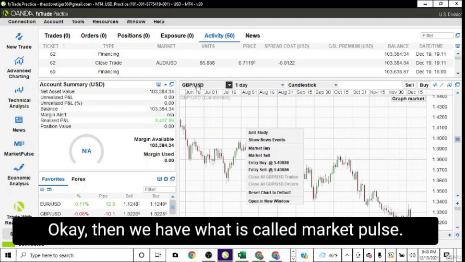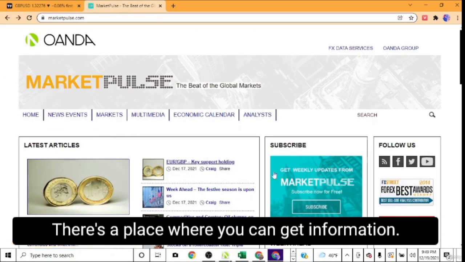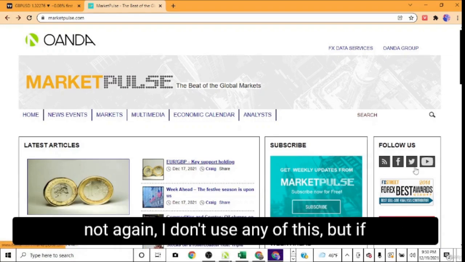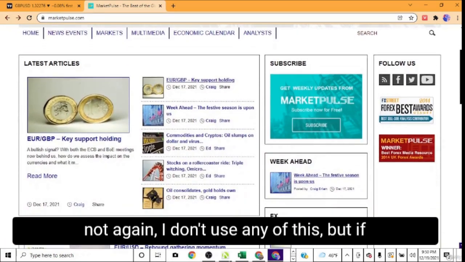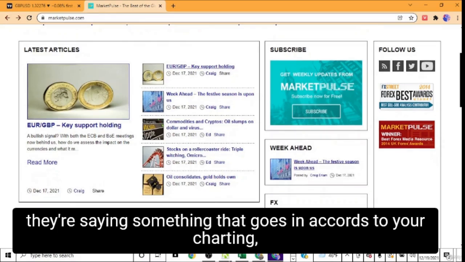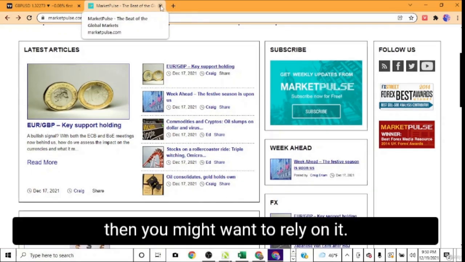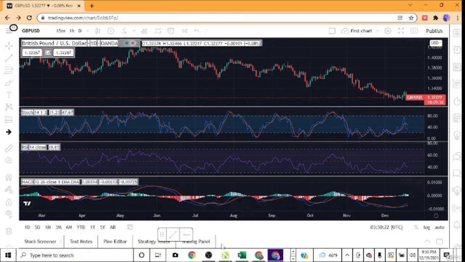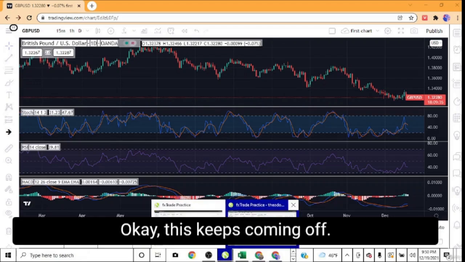Okay, so then we have what is called Market Pulse. There's a place where you can get information, signals and information like this. Again, I don't use any of this. But if they're saying something that goes in accordance to your charting, then you might want to rely on it. But what if you read it and it doesn't, and it goes against what your charts are doing? Okay, this keeps coming off.